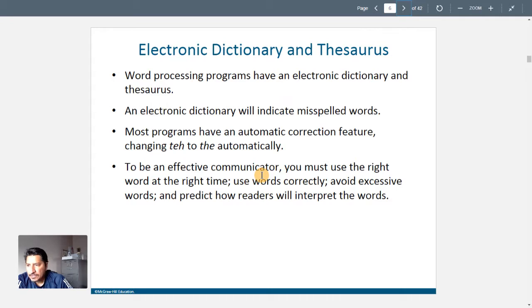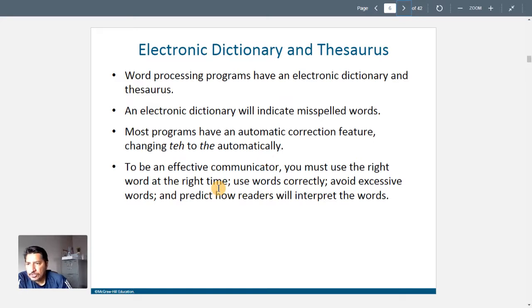In today's time, you can use an electronic dictionary as well. Your word processing programs have an electronic dictionary and thesaurus, like the Microsoft Word application. An electronic dictionary will indicate misspelled words. Most programs have an automatic correction feature, changing the spelling TEH to THE automatically. You might have noticed when you type quickly in Microsoft Word, a red underline comes, and then if the option is autocorrect, it automatically changes to the appropriate word.